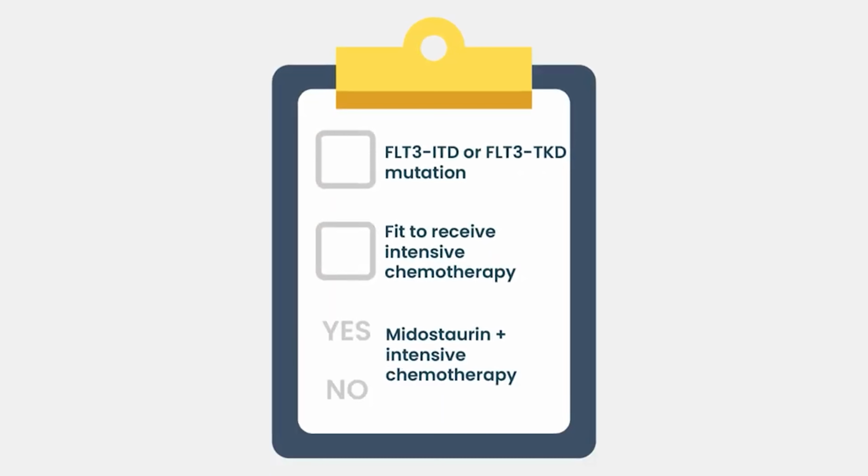So patients with acute myeloid leukemia who have a FLT3 ITD or TKD mutation and are also considered fit to receive intensive chemotherapy are the patients where you would use midostaurin in combination with intensive chemotherapy. So, the actual study that led to midostaurin approval had patients younger than 60 years old. In general practice, we would also give midostaurin to people above 60 if we thought they were fit for intensive chemotherapy.